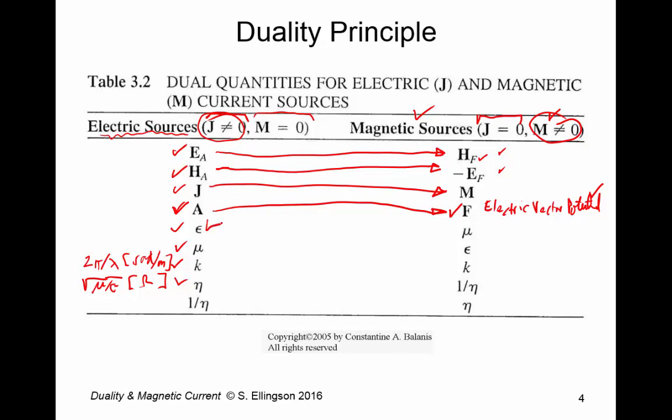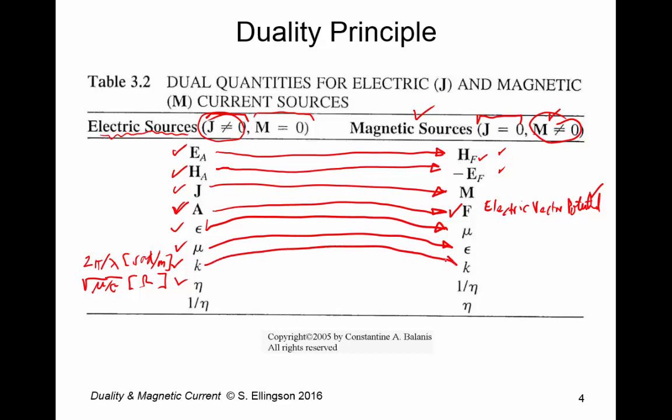Everywhere we see permittivity, we replace it with permeability. Everywhere we see permeability, we replace it with permittivity. Wave number remains unchanged. There's no exchange of notation there. But interestingly, impedance becomes admittance, and admittance becomes impedance. So here's a summary of the duality principle as it applies to electromagnetics.